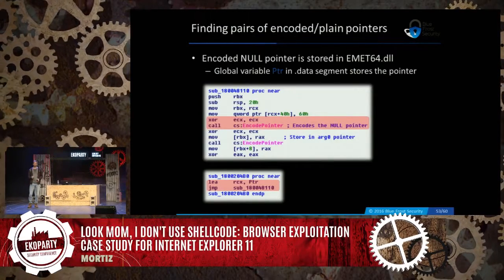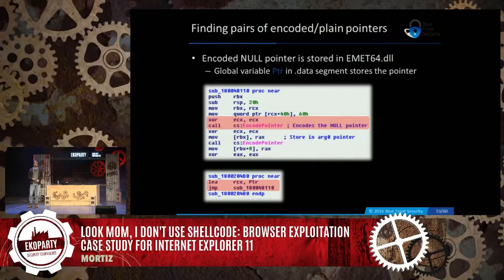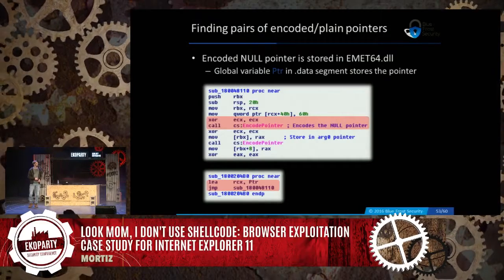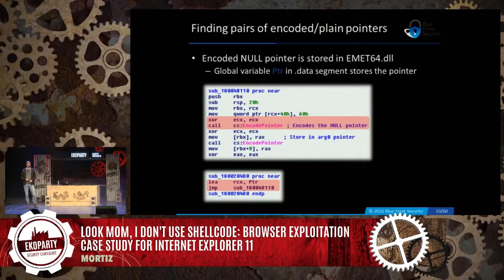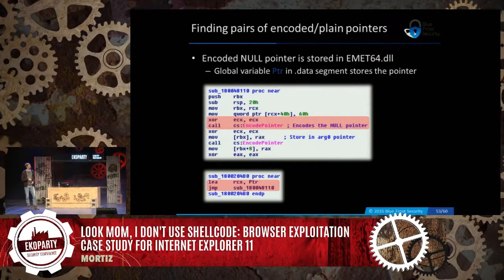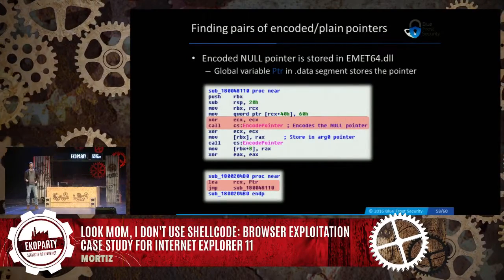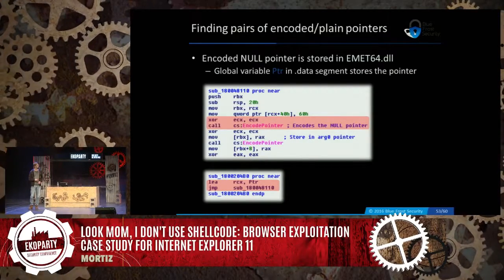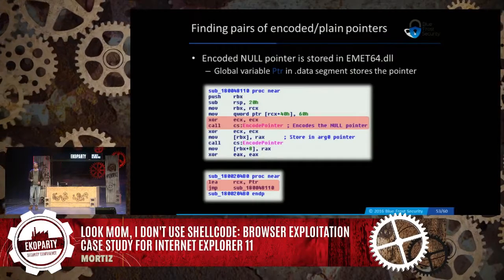So in theory, you could look into any module which is currently loaded, which is using the encode and decode pointer API. We concentrated on the emit module itself. And as you can see here, this is just one case where they basically call encode pointer on the null pointer. So the plain pointer is the null pointer, and then they store the result at some static location in the data segment.